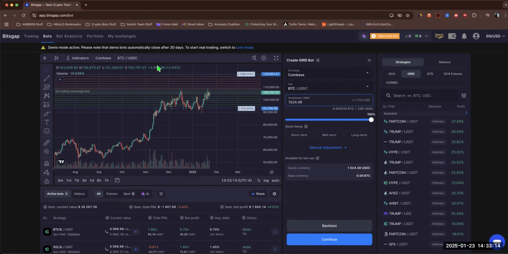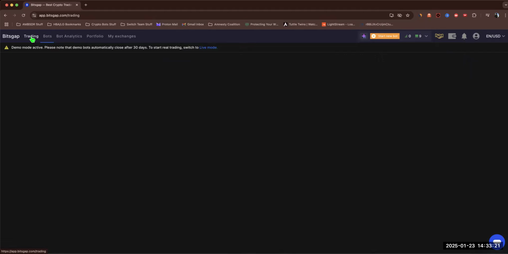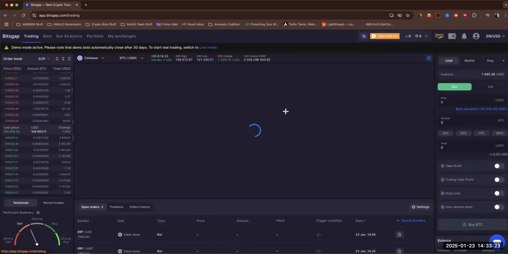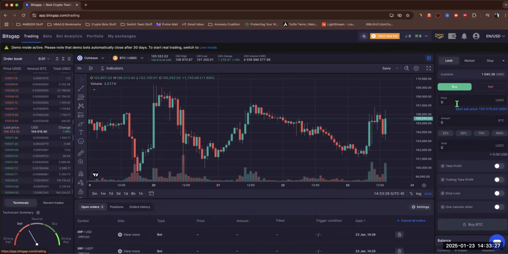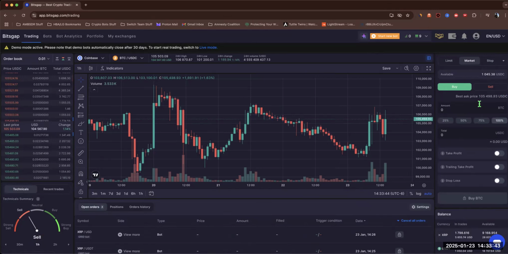But to fix that, what you can do is go over into your trading tab here, and you're going to click that, wait for it to do its thing. You're going to come over here. This is where it's nice to use Bitsgap, especially if you're working on multiple exchanges, because it's the same user interface. You don't have to navigate between all the different exchanges. So we're just going to do a market order for simplicity's sake.